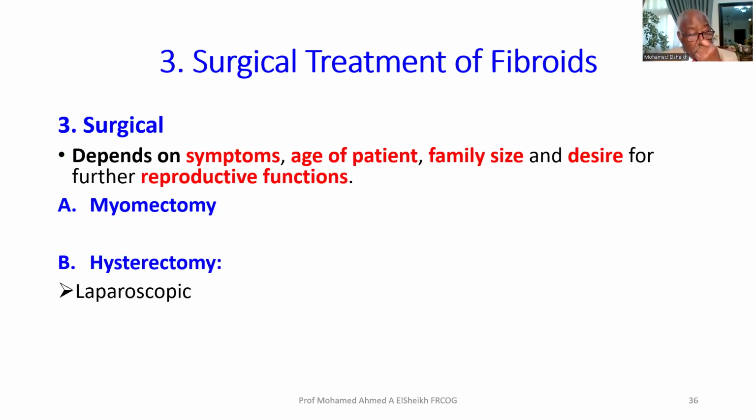hysterectomy, laparoscopically, hysteroscopically, or abdominal. So surgical treatment, depending on the age, family size, desire for further reproductive functions, could be myomectomy or hysterectomy, and the surgery could be done by minimally invasive surgery, laparoscopy, hysteroscopy, or through laparotomy. These are the surgical routes we are going to use for the surgical treatment of fibroids.